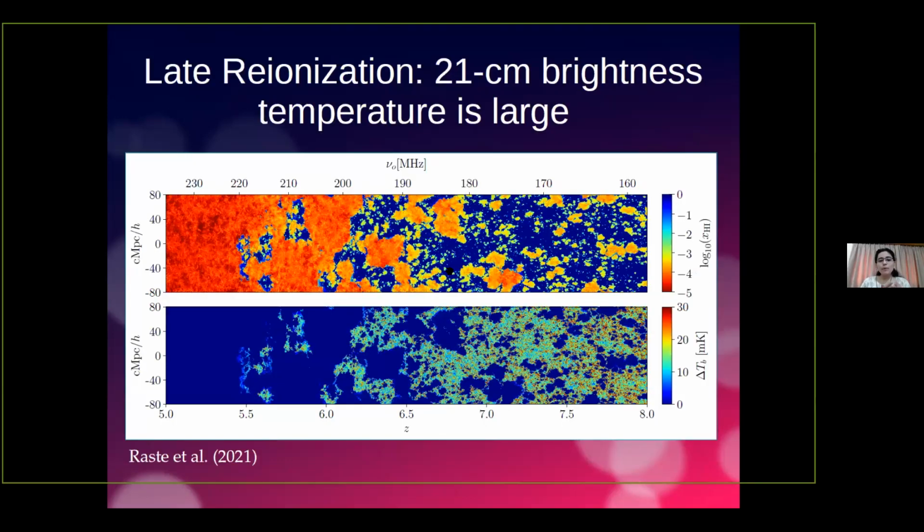Now, because of the presence of these large neutral islands at low redshifts, we can see that even in the brightness temperature there are large patches, which seem promising from an observational perspective. Looking at the global brightness temperature, we can see that even at redshift less than 6, there seems to be a large brightness temperature global signal.